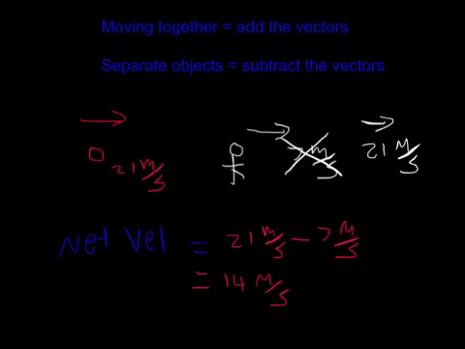Well, in this case, that's how I remember it. 21 minus 21 equals 0. So that's how I remember that if the objects are separate, I subtract the vectors. Let's try one more and call it good.